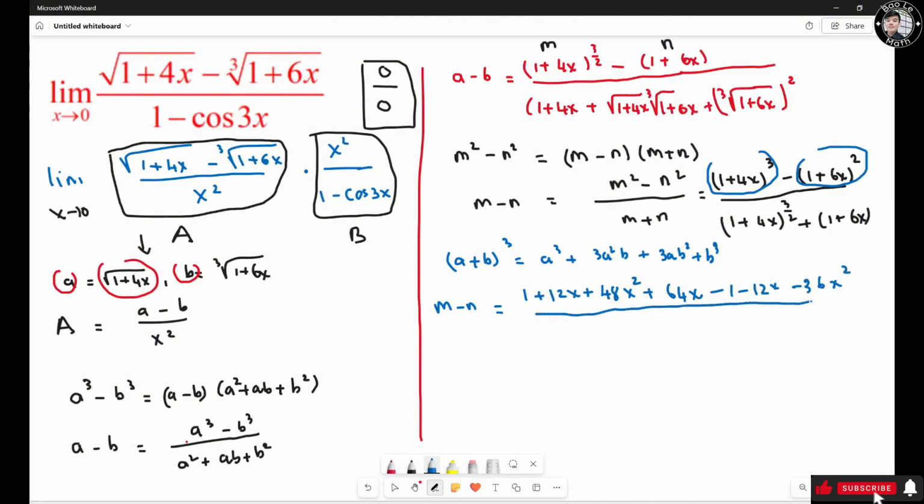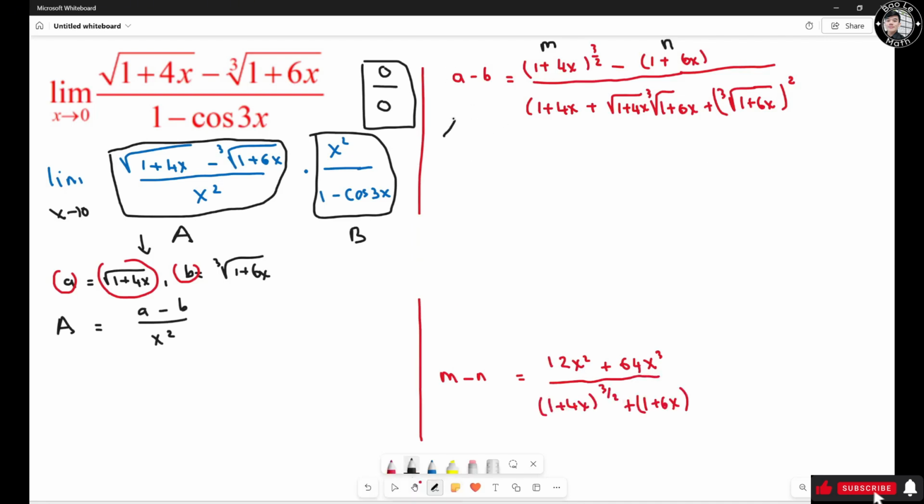Over this guy right here, rewrite it, right? Alright, 1 and negative 1 gone. 12s, negative 12s gone. 48s squared minus 36s squared, so m minus n equals 12s squared plus 64, this one I forgot, s cubed, right? S cubed over the bottom, you just rewrite, right?